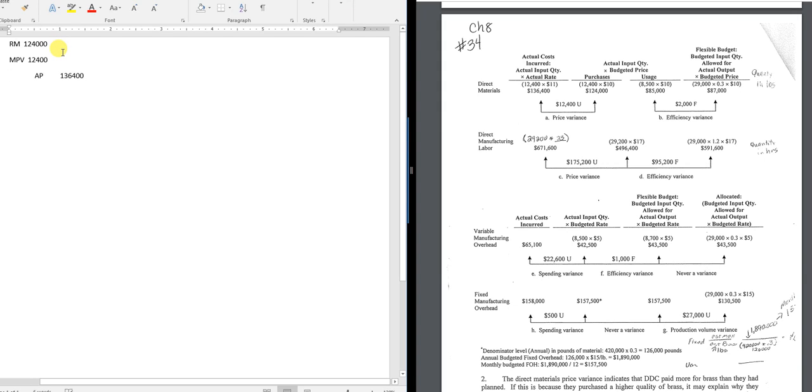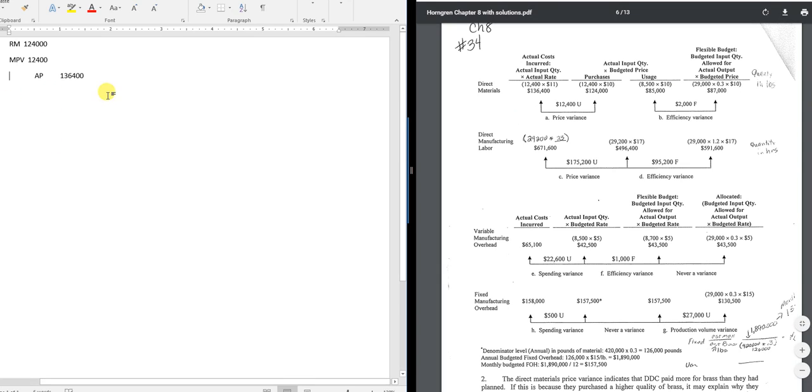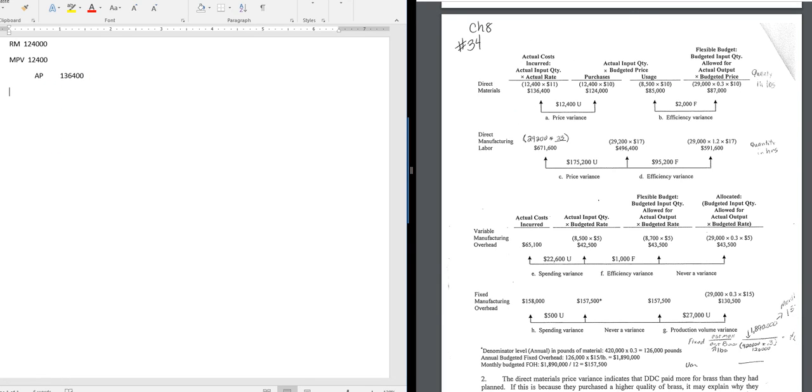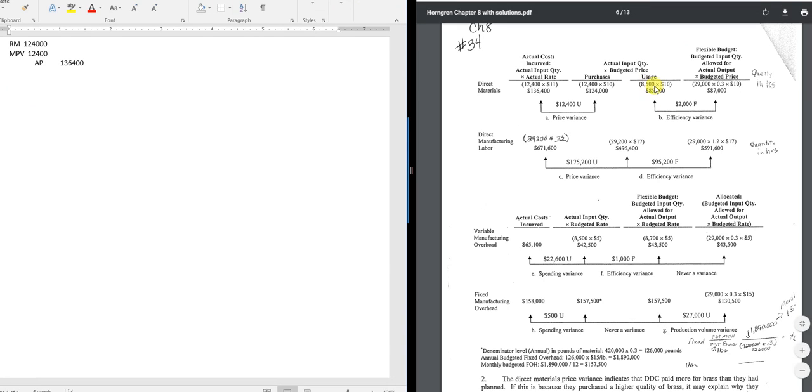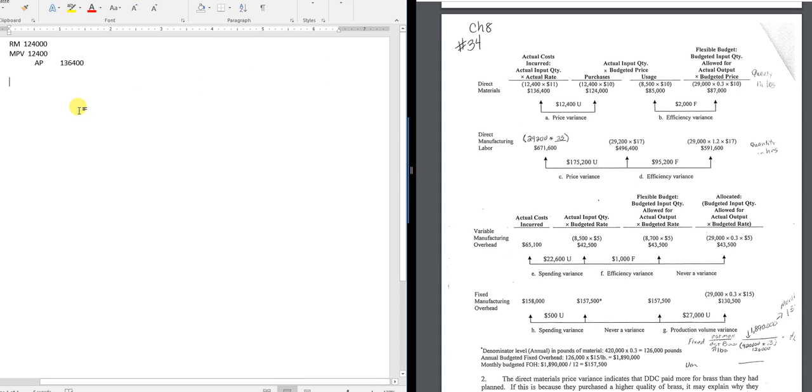Okay, so now I'm going to double check that my debits equal my credits. So I have $136,400. So my debits equal my credits. So that's materials price variance. I can't combine materials because I purchased and used different amounts. Okay, and then if you think about your journal entry for using materials in production from a prior chapter, when you use materials in production, you take them out of raw materials and put them into WIP. So I'm going to debit WIP and credit raw materials.